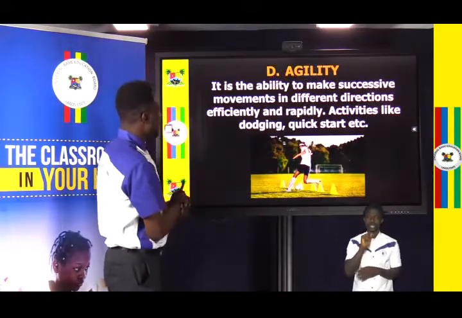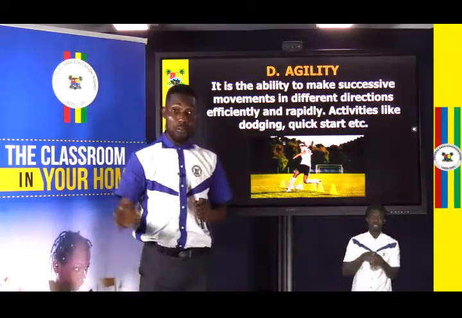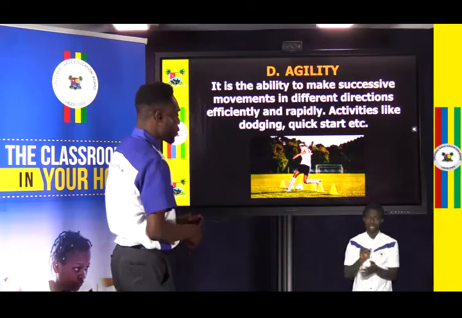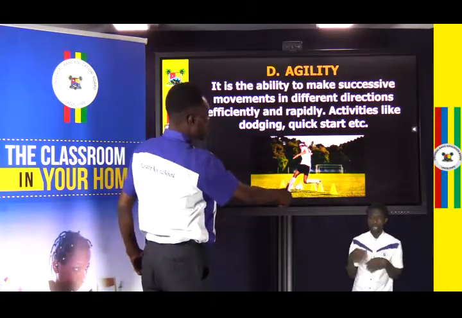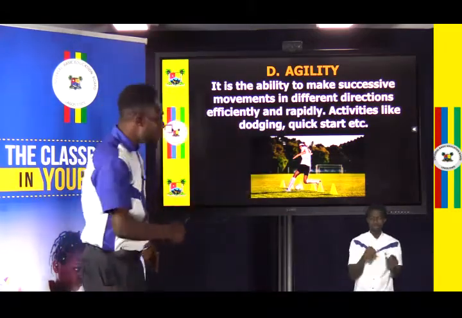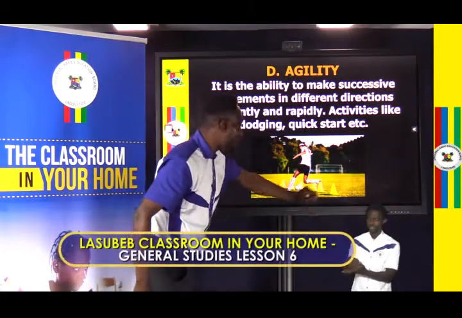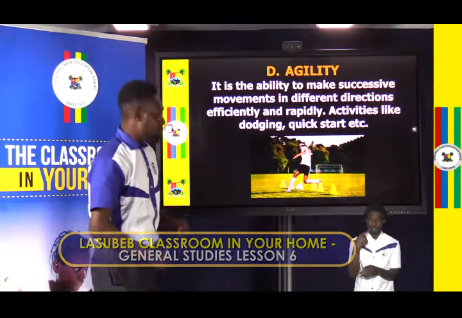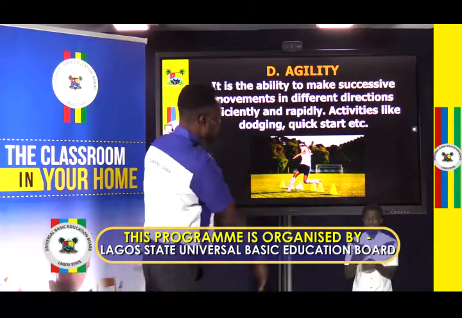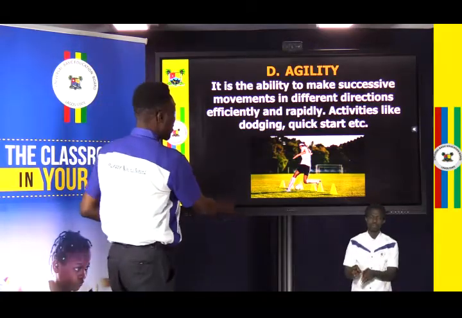Now, next one is agility. Agility is the ability to make successive movements in different directions efficiently and rapidly. Let's look at this picture here. I know some will have done this before, whereby they place these stands, then you move in and out. So it is the ability to make successive movements that will not make the stand fall off. That's when we say agility, you can move in between and out without making whatever stand is put there fall. That's successive movement in different directions efficiently.